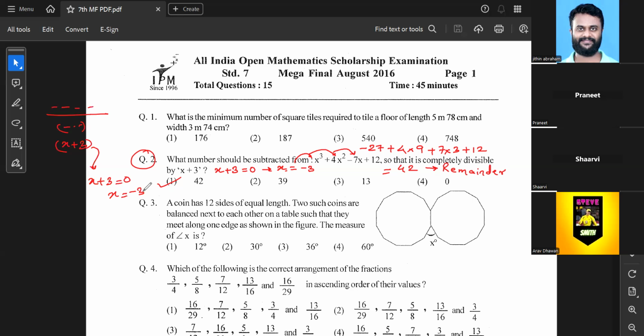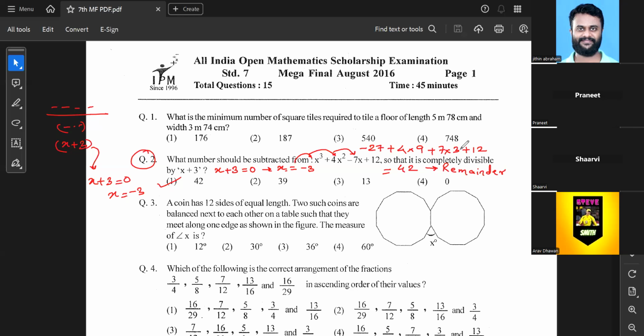Sir, I understood the equation part, but I didn't understand why you took 42 as a remainder. I did not take 42. I substituted x's value over here, so I got these numbers, and when I solved them, I got 42. I did not take 42, I got 42. And whatever answer I get, that will be the remainder.